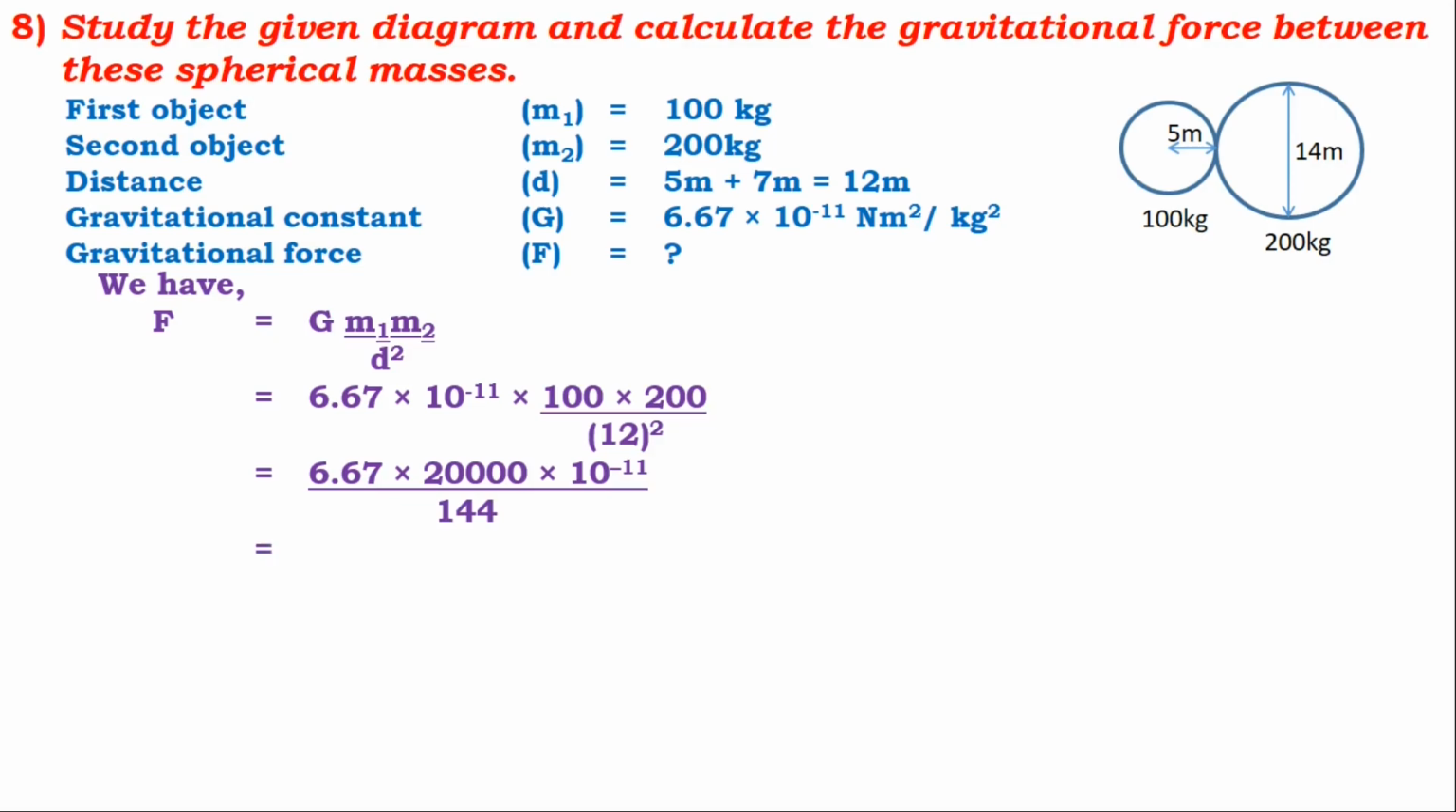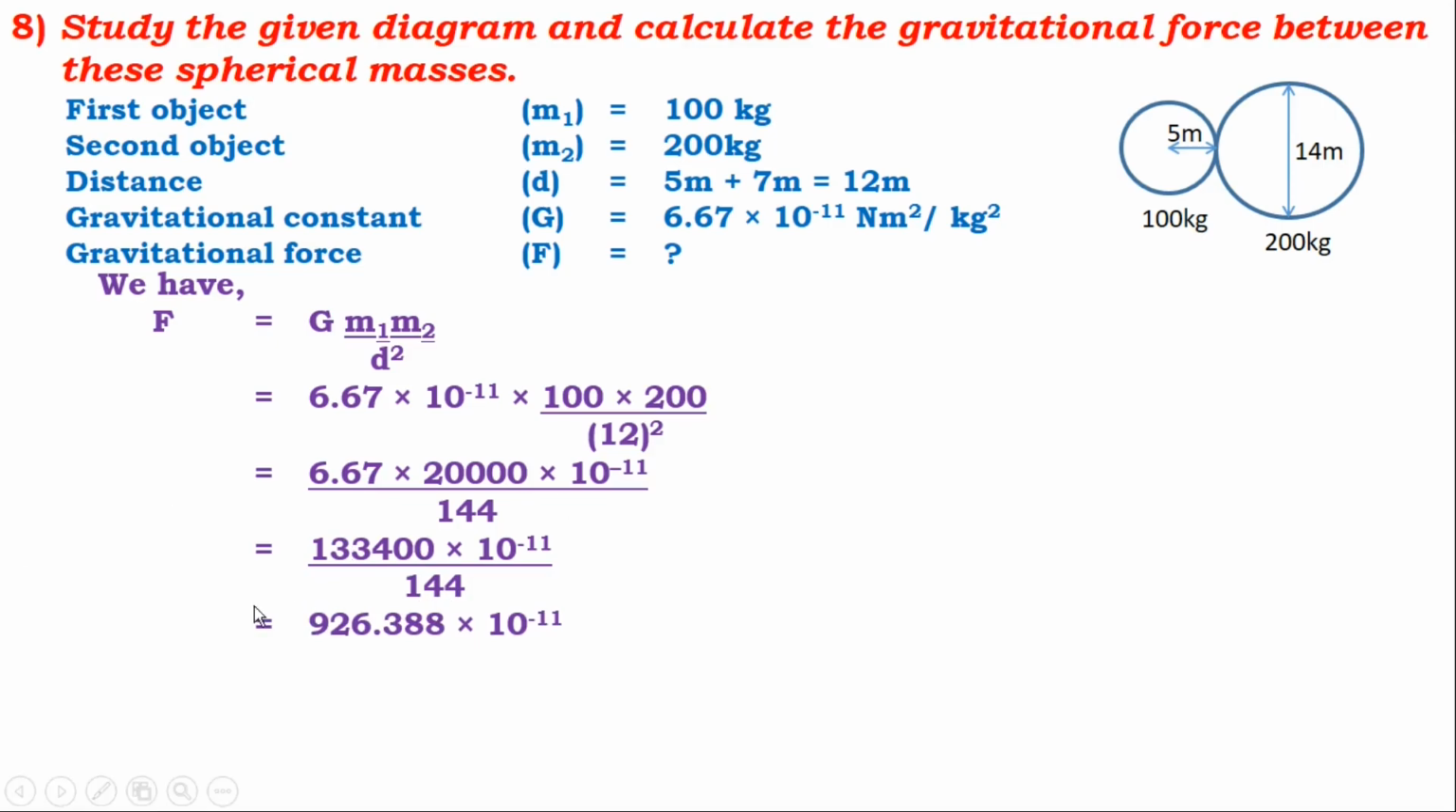Now we are going to multiply 6.67 and 20,000 with each other. It is 133400, and the remaining 10 to the power minus 11 is written, and the denominator is 144. This numerator should be divided by 144, and the result is 926.388, and 10 to the power minus 11 remains the same.